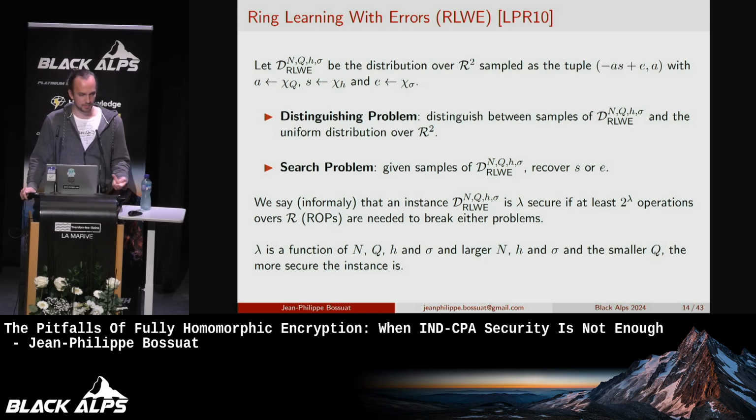Informally, we say they are lambda-secure if you need at least 2 to the power of lambda operations over the ring to break either problem. And lambda is a function of all these parameters: n, the size of the polynomial; q, the size of the modulus; h, the Hamming weight of the key; and sigma, the size of the error that you add.